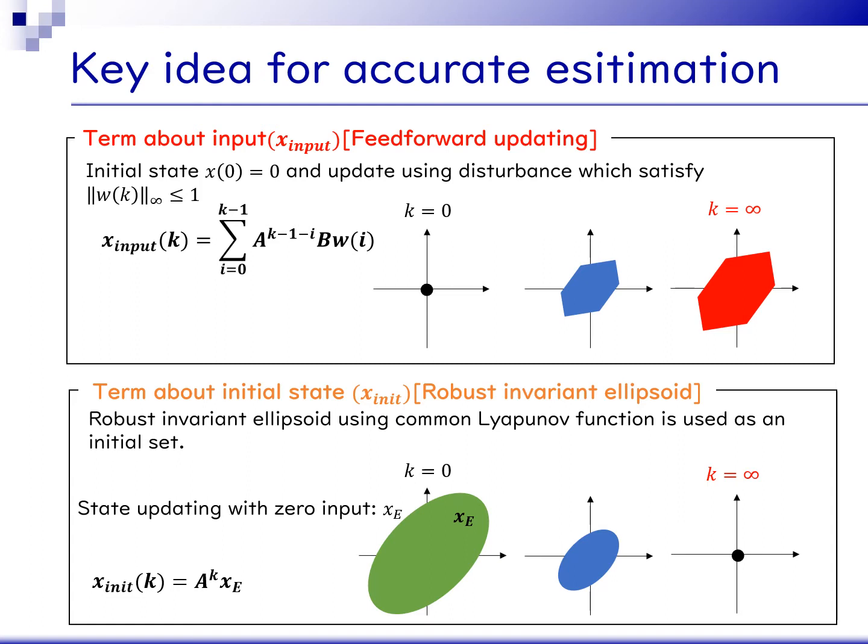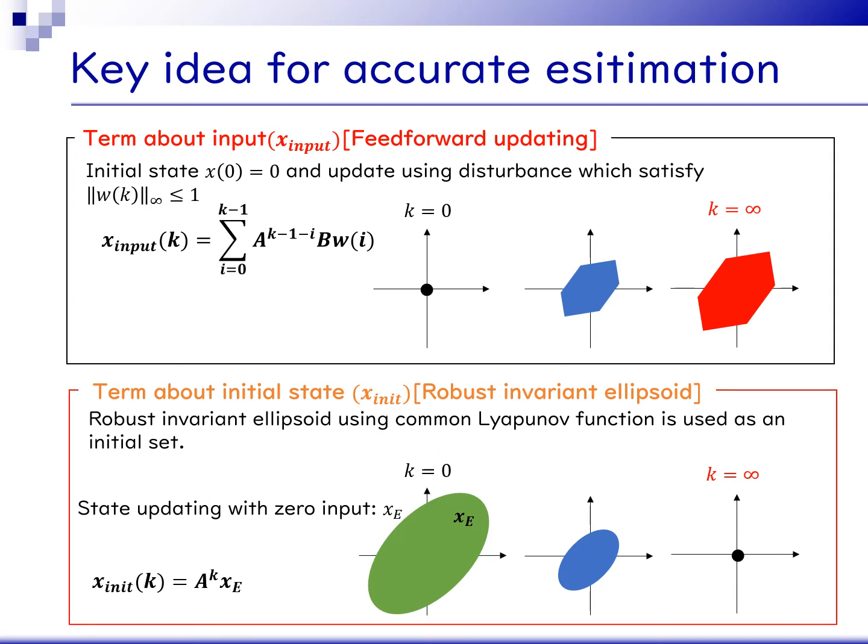We consider two terms. One term is about input and another is about the initial state. We set the initial state x0 equal to 0 and update using disturbance which satisfies this equation. At the first step k equals 0, and the set becomes larger when k goes to infinity.